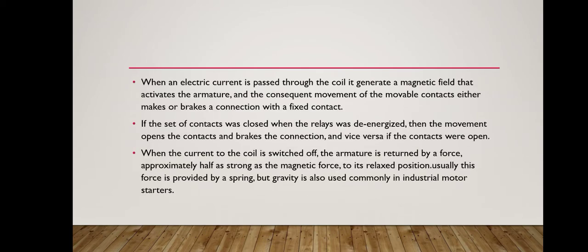When an electric current is passed through the coil, it generates a magnetic field that activates the armature, and the consequent movement of the movable contact either makes or breaks a connection with a fixed contact. If the set of contacts was closed when the relay was de-energized, then the movement opens the contacts and breaks the connection, and vice versa. If the contacts were open when the current to the coil is switched off, the armature is returned by a force approximately half as strong as the magnetic force to its relaxed position. Usually, this force is provided by a spring, but gravity is also used commonly in industrial motor starters.